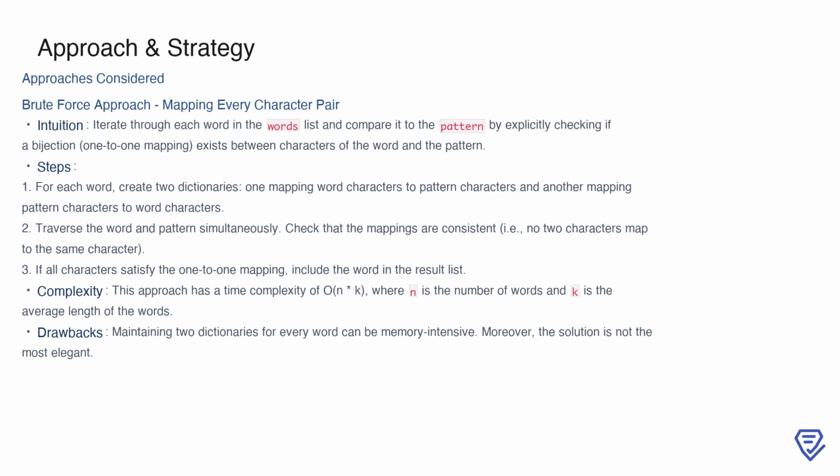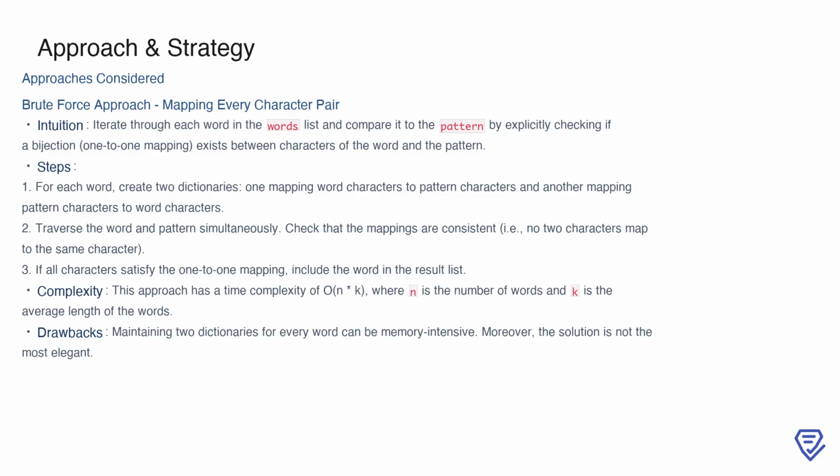To solve this problem, one approach we can consider is a brute force method that focuses on mapping every character pair between a word and the given pattern. The idea is straightforward. For each word in the list, we attempt to establish a one-to-one mapping between the characters in the word and the characters in the pattern. To do this, we maintain two dictionaries, one mapping characters from the word to the pattern, and another mapping characters from the pattern to the word. As we traverse both the word and the pattern, we verify that these mappings are consistent. If at any point a conflict arises, we know the word doesn't match the pattern. On the other hand, if all characters satisfy this one-to-one relationship, we include the word in our result list.